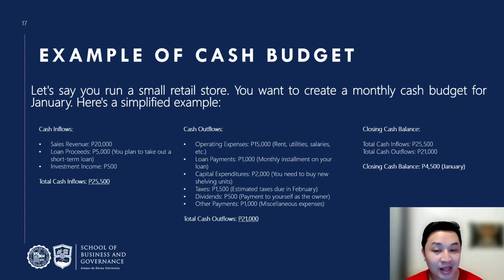Now you also have to get the cash outflows or the expenses. The following are your expenses. Operating expenses is 15,000. Your loan payments is 1,000. Capital expenditures is 2,000. Taxes is 1,500. Dividends is 500 pesos. And the other payments, a total of 1,000. So you have a total cash outflows of 21,000 pesos.